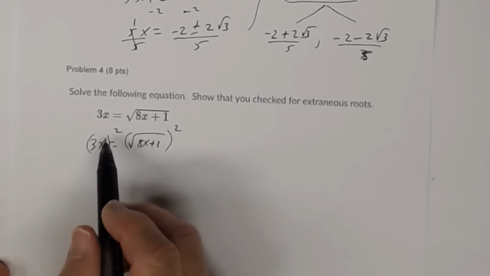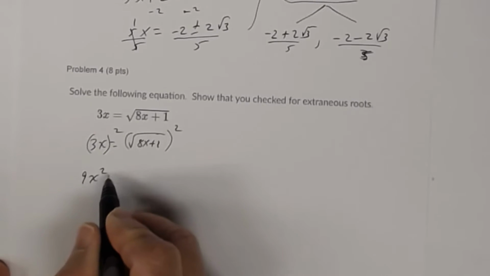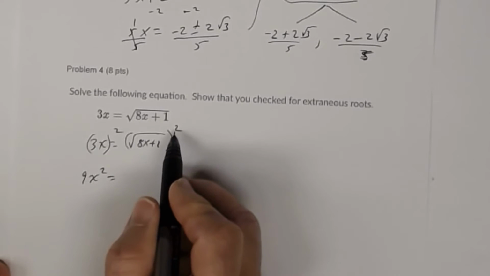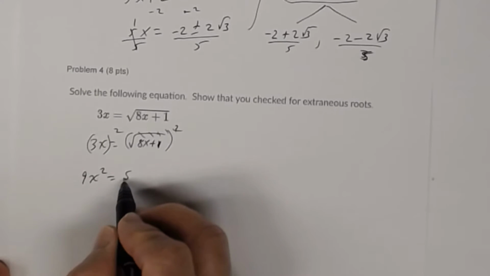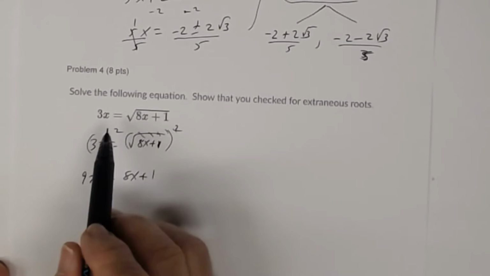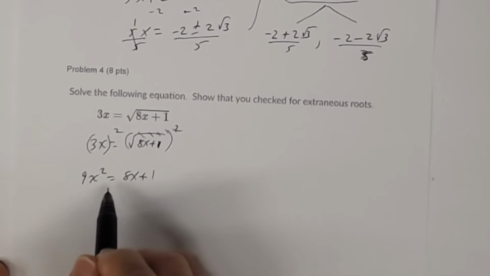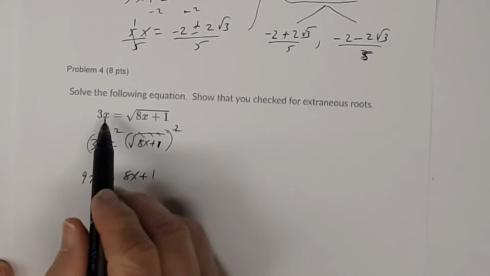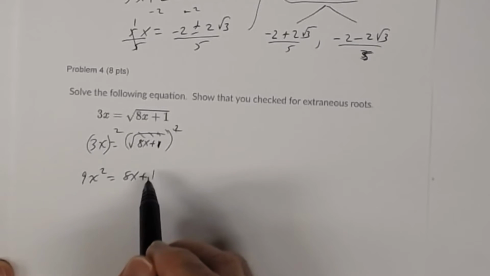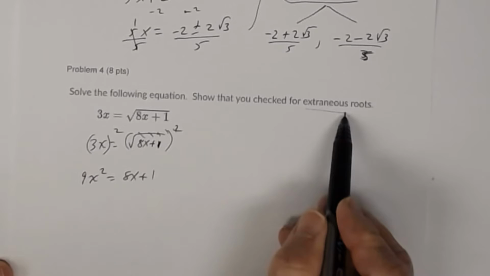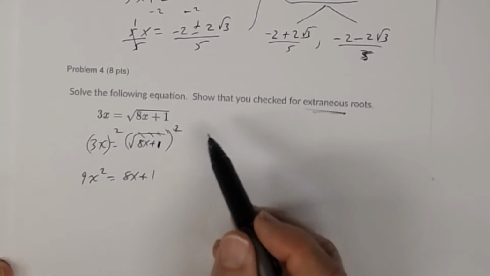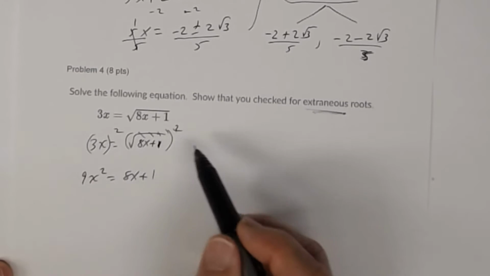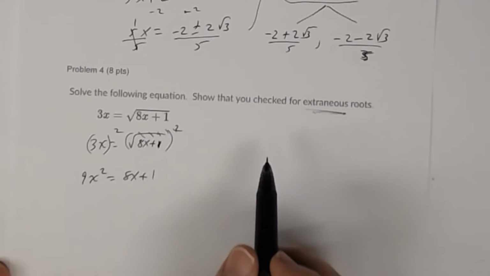3x times itself is 9x squared, equal, and then when I'm squaring the square root, those undo each other, so you're left with 8x plus 1. So notice I went from a square root equation to a quadratic equation. Now those are two different equations. Keep that in mind. This is square root. This is quadratic. All right, so keep in mind we have to look to see if we have any extraneous roots. So whenever you raise both sides to an even power, you could introduce extraneous roots.